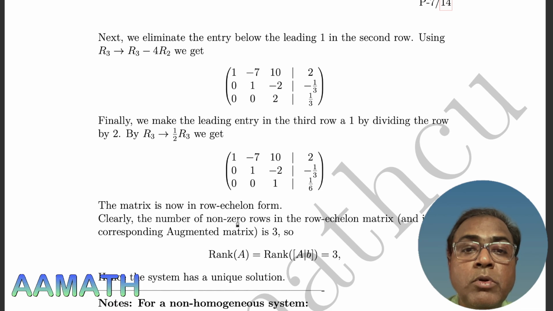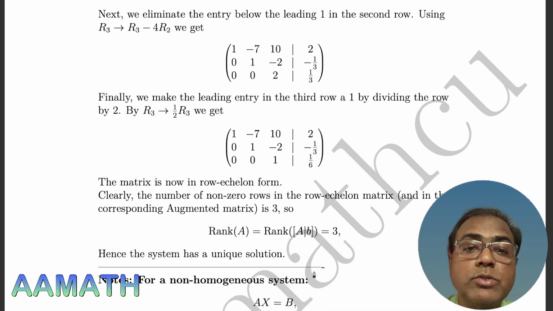Clearly, the number of non-zero rows in the row reduced echelon matrix is 3, and the number of non-zero rows of the corresponding augmented matrix is also 3. So rank of A equal to rank of the augmented matrix is equal to 3. Hence, the system has a unique solution. And after using back substitution, we can easily get the solution of this system.